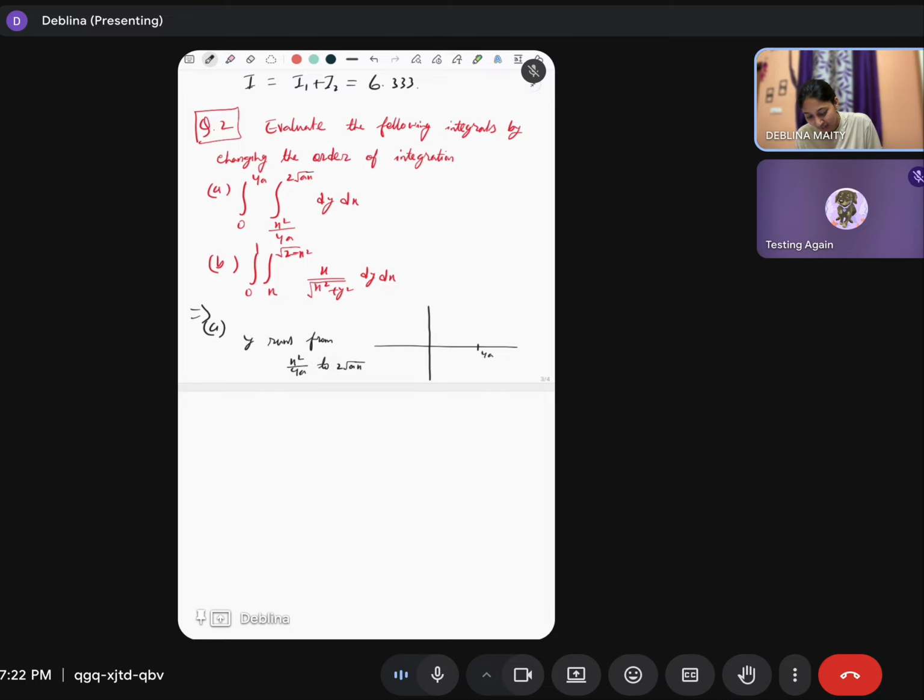Now what are these curves? This is y equals 2 root x, so it is y square equals to 4x, and the other is x square equals to 4ay. So y runs from this curve to this curve, right? x square equals to 4ay is this parabola.